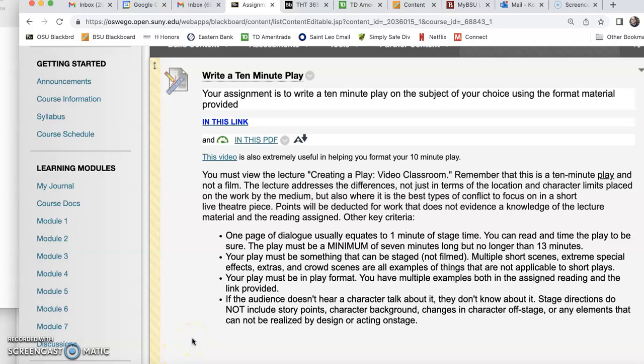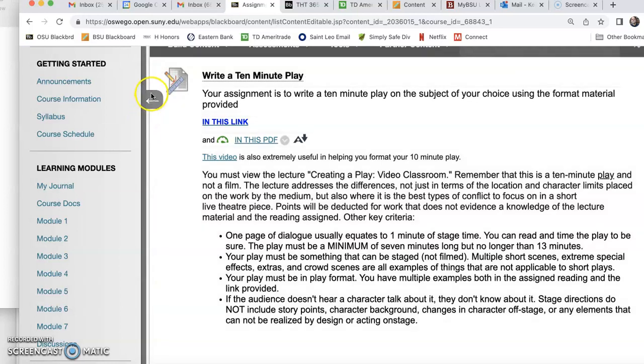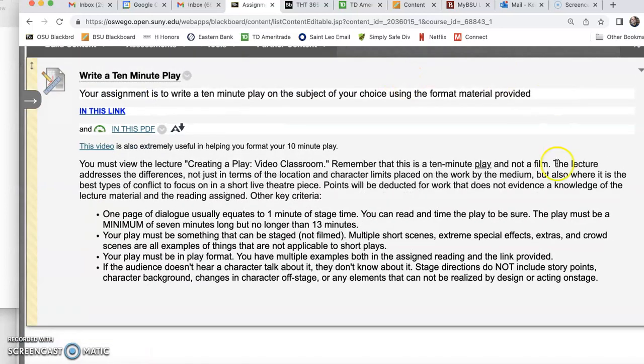A quick video to familiarize you with the assignment of writing a 10-minute play and give you some quick tips about what makes a good 10-minute play, what the 10-minute play format is good for, and how 10-minute plays are different from 10-minute films or films in general.